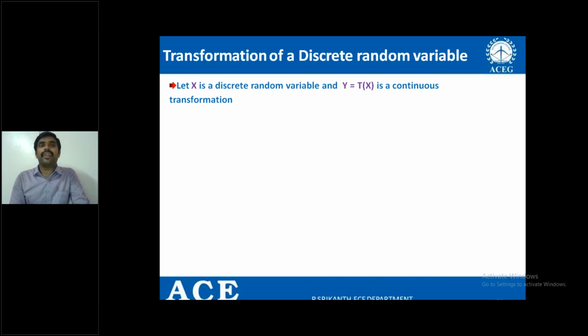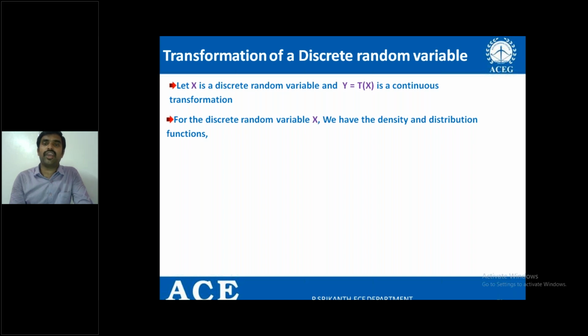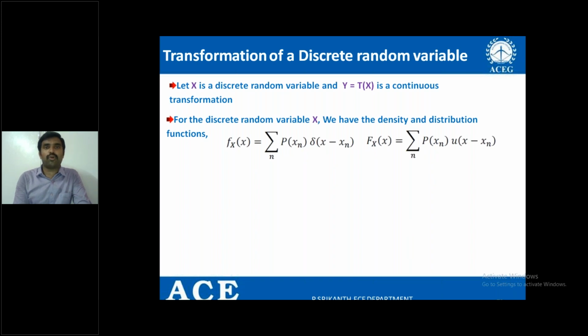Let X be a discrete random variable, and let Y = T(X) be a continuous transformation. For the discrete random variable X, we have the density and distribution functions like this. We all know that. We already discussed this.